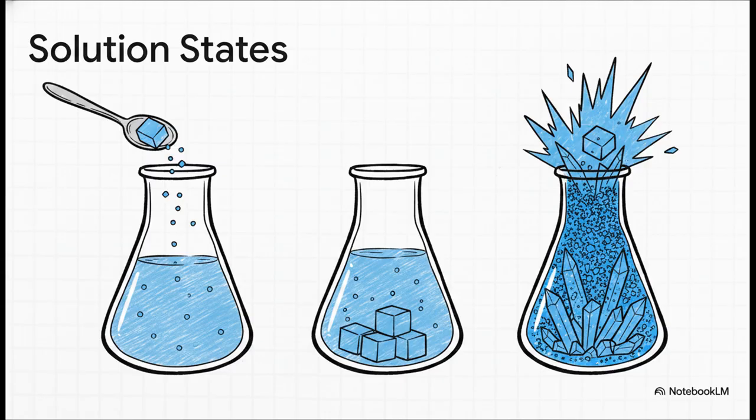Under very specific conditions, you can actually trick a solvent into holding way more solute than it naturally should, but it is a highly delicate, non-equilibrium state. It's exactly like a loaded spring. The slightest disturbance can cause all that excess solute to crash right out of the solution instantly.